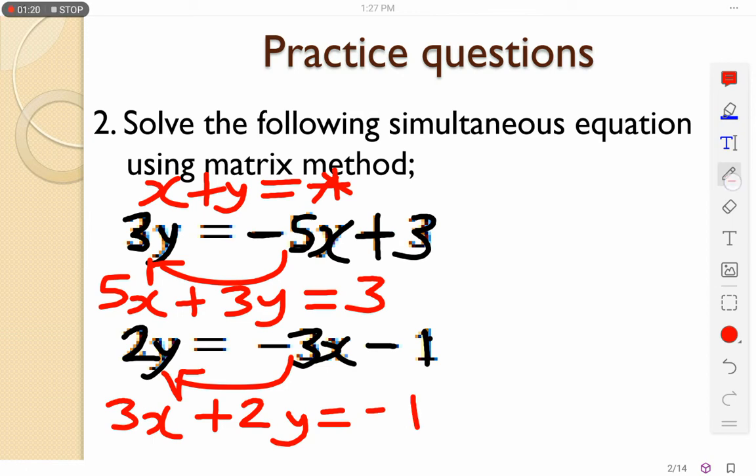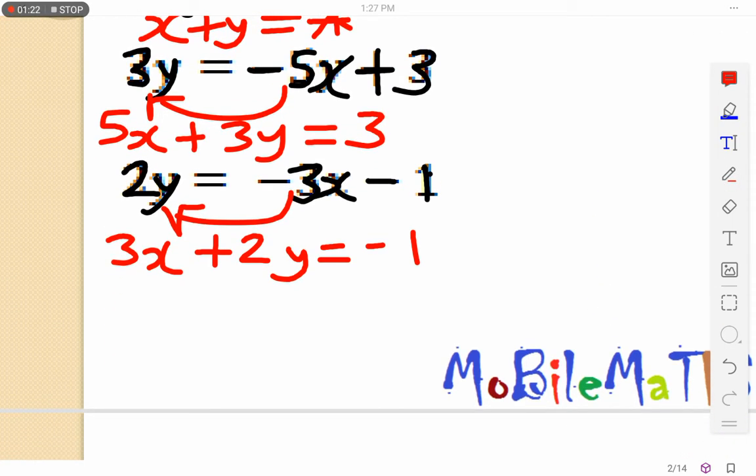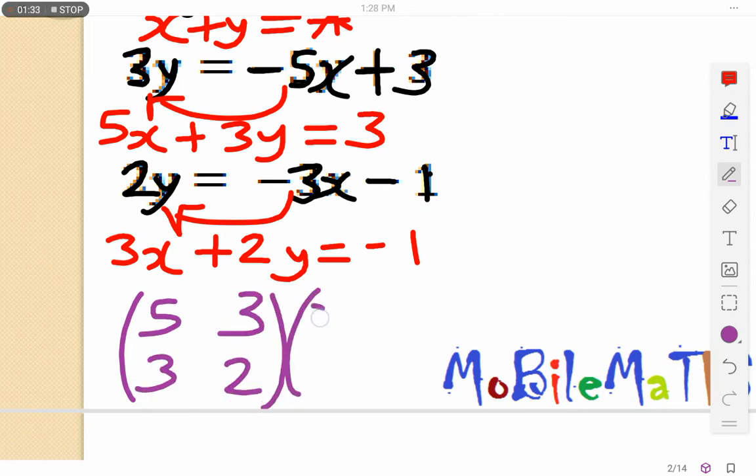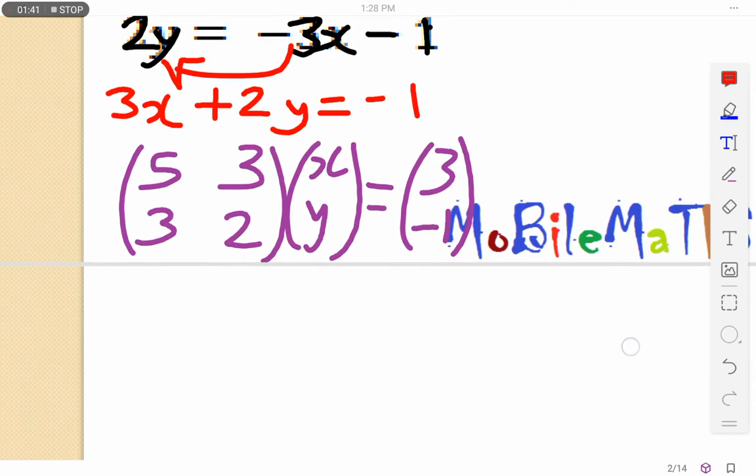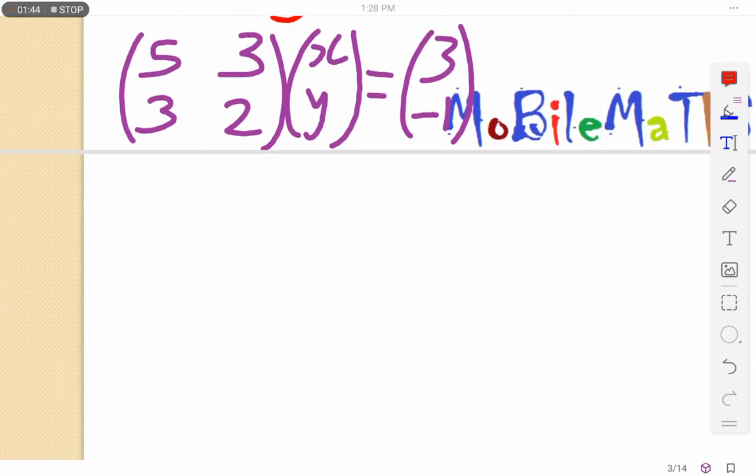Now rewriting that in the form of a matrix equation, it becomes the matrix 5, 3, 3, 2, times x, y, is equal to 3, minus 1. What we want to do in this case is to solve this matrix equation. For us to solve it, we have to find the inverse of this 2 by 2 matrix. Let's find its inverse.